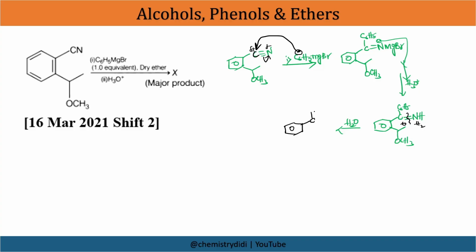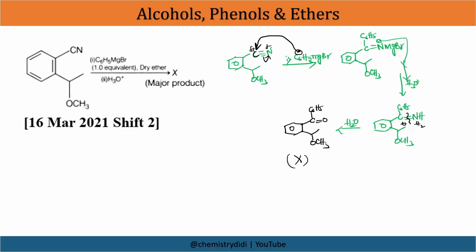C6H5, this is a double bond O, and here it is this. So we have got this carbonyl compound, right? So yeah, this is the final product, which is the major product X. So I hope you have understood.